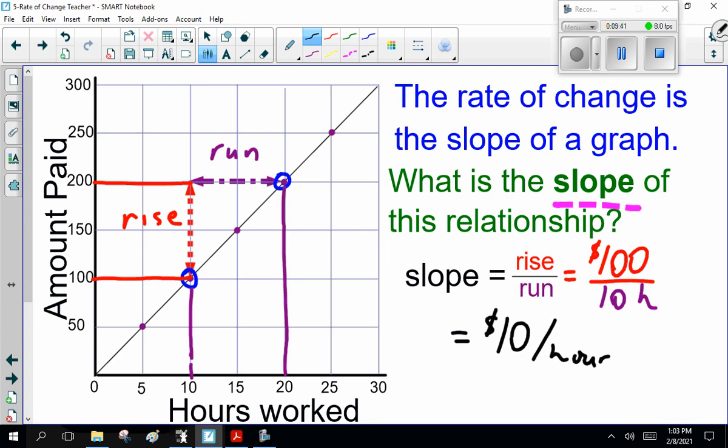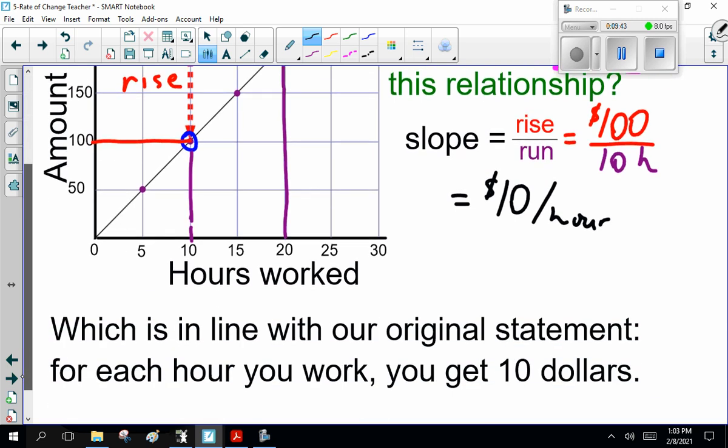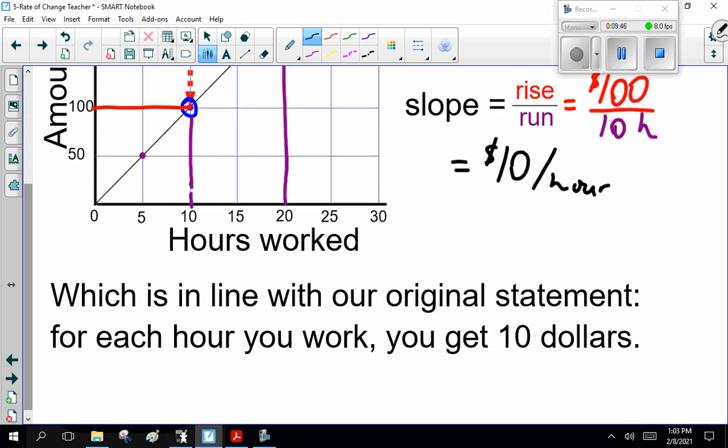I hope. Which is in line with our original statement. For each hour you work, you get $10. So the slope is your pay. Yeah? Now, so far so good.